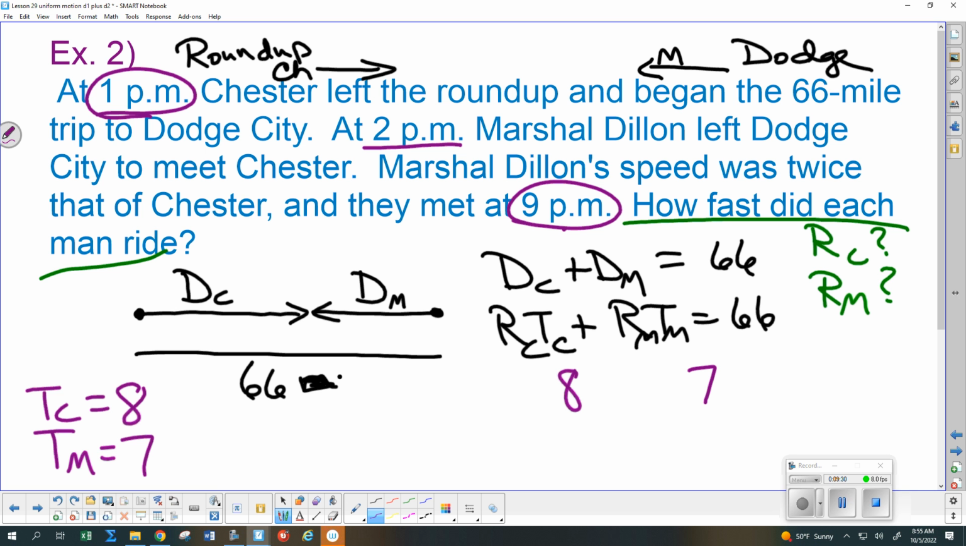Does it tell me anything about the rates, Harper? So how do I write that as an equation? And is 2 plus what twice means? 2 times the rate of Chester. Everybody okay with that?